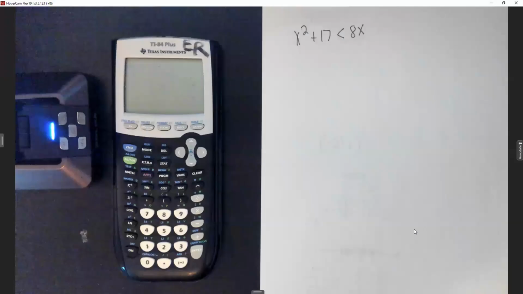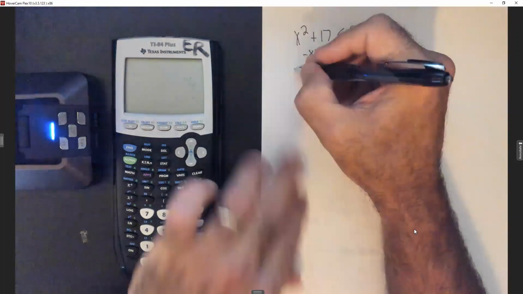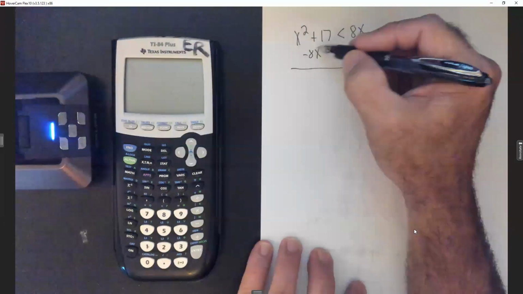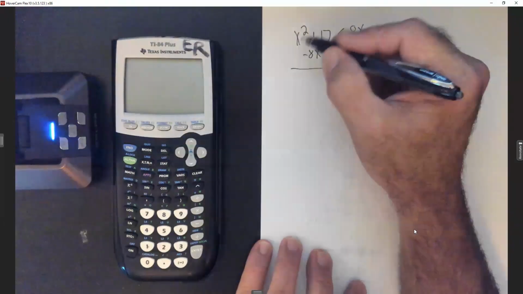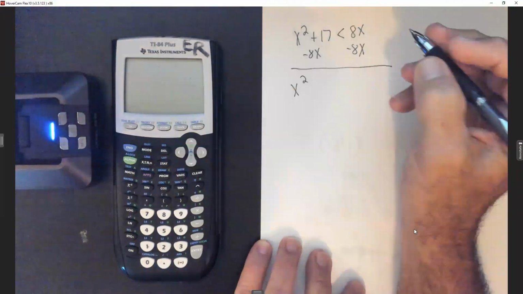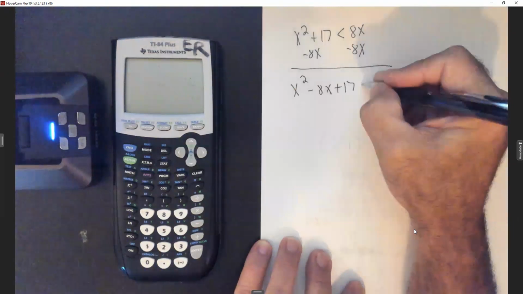So the first thing, you need to move that 8x over and get a 0 right there. So what I would do is subtract 8x from both sides. And I just threw it in the middle because I know that's about where it's going to go, right? Because none of those are like terms. So I'm just going to put them in order. X squared minus my 8x plus 17 is all going to be less than 0.